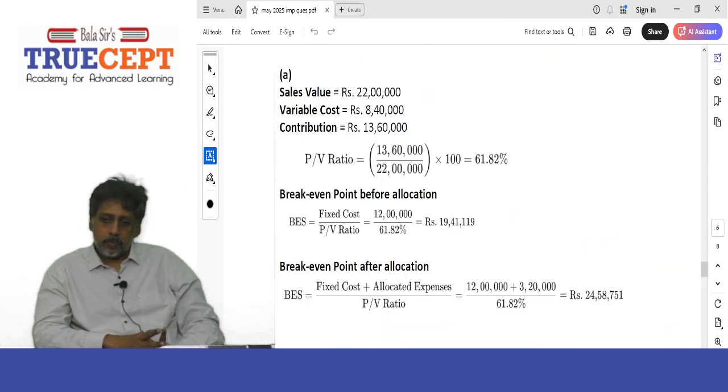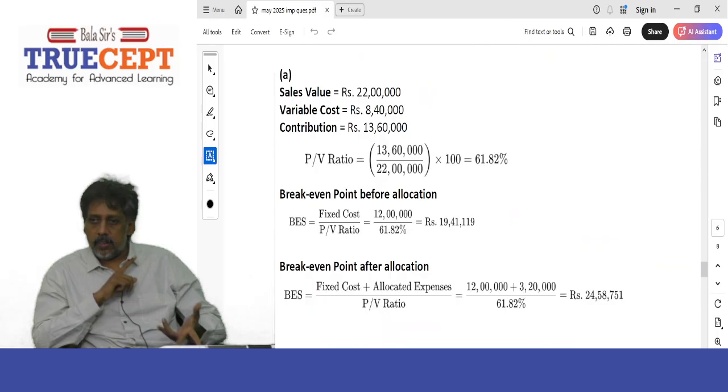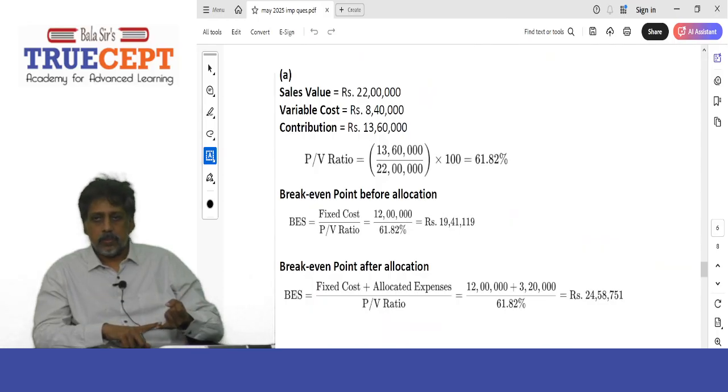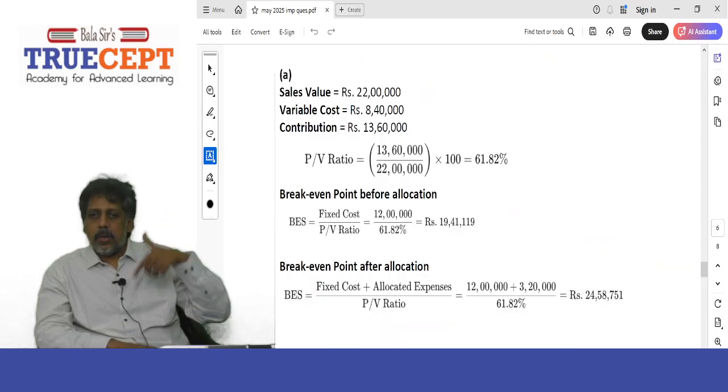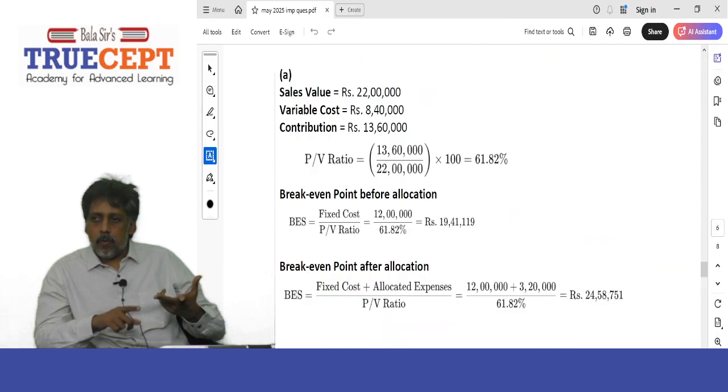Sales value given 22 lakh, variable cost 8 lakh 40,000. So contribution is 13 lakh and 60,000. Now what is 13 lakh 60,000 upon 22 lakh into 100? 61.82% PV ratio. Now the break-even sales, you know the formula, right? Divide your fixed expense rupees 12 lakh by 61.82%. How much do you get? 19 lakh 41,119.